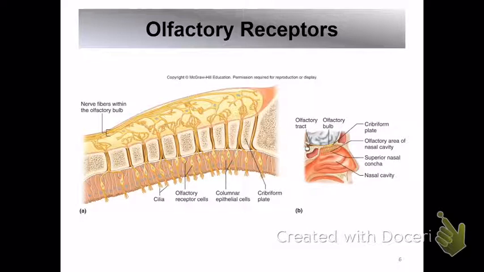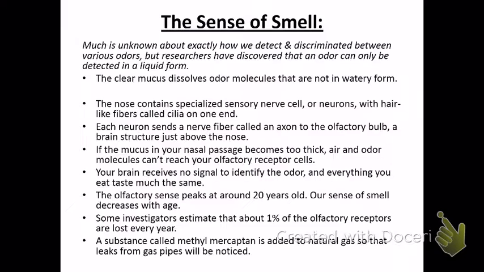But as you get older, that decreases. Some people think that 1% of receptors are lost every year, but that's just an estimate. And then a substance called methylmercaptan is added to natural gas so that leaks from gas pipes will be noticed. And so oftentimes when we smell gas, and there has been before a gas leak here in the micro lab, you can smell it because of that methylmercaptan. Okay, let's move on to sense of hearing.